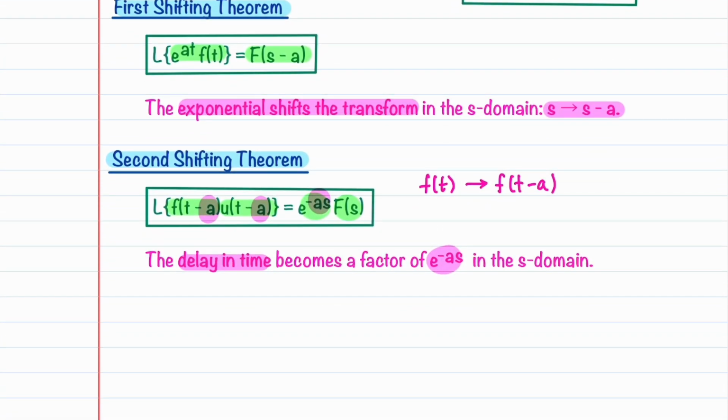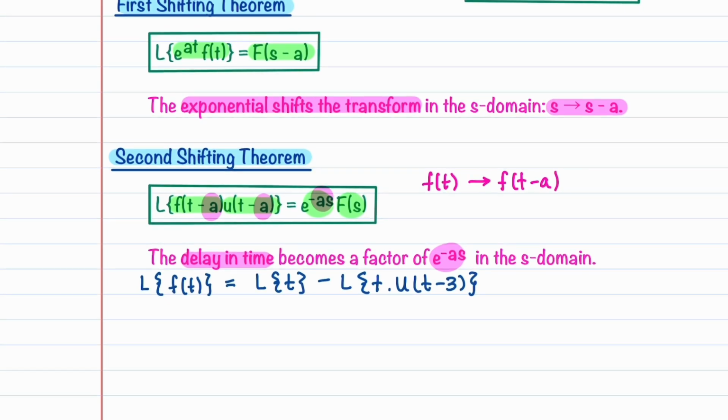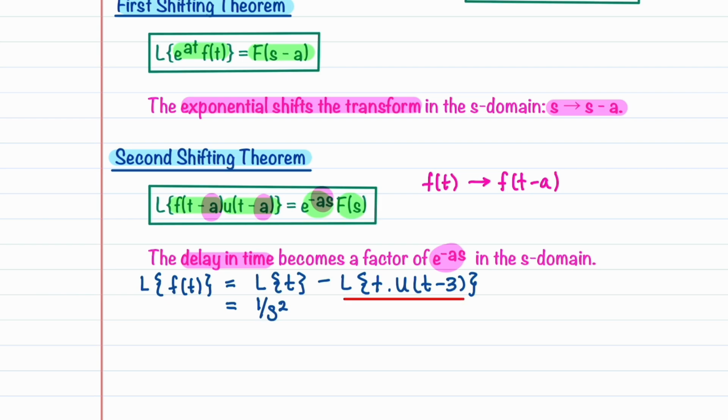We had the Laplace transform of f of t was equal to the Laplace transform of t minus the Laplace transform of t times u of t minus 3. We already saw that the Laplace transform of t is 1 over s squared. Now we're going to use the second shifting theorem to evaluate this Laplace transform.